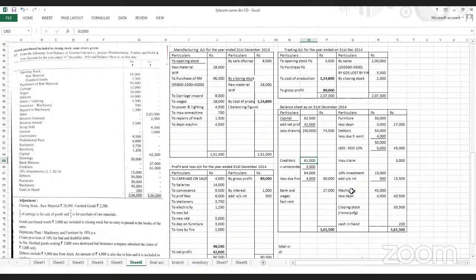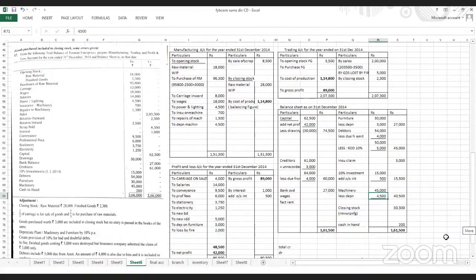Clear? You can see on the asset side, machine is there, 45,000. On that 10% depreciation, 4,500 is deducted. In outer column, I have written 40,500. The second effect of this 4,500 will go to manufacturing account, because this is a production asset. So its depreciation will be charged to manufacturing account. Clear? Don't charge it to P&L.